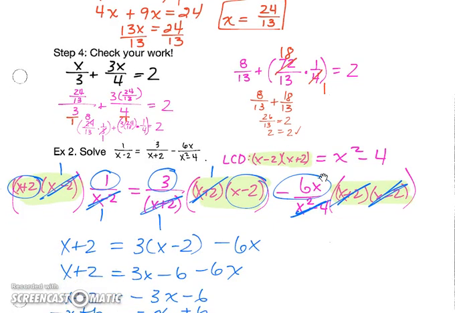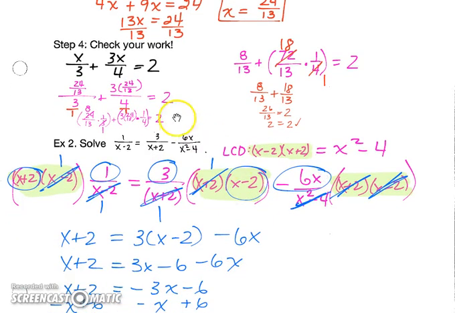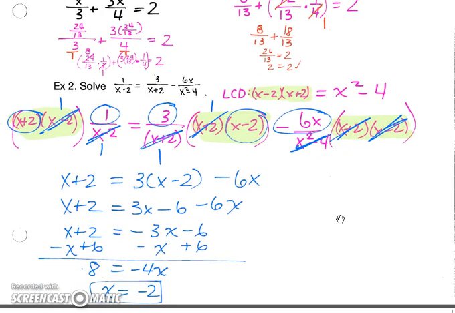Here I have another example. 1 over x plus 2 plus 1 over x minus 2 is equal to 3 over x plus 2 minus 6x over x squared minus 4. My LCD, I multiply them out. Keep in mind, FOILing works in this case because they're two binomials, but it won't always work. If you need to review multiplication, find the multiplying polynomials bulb on EduCanon.